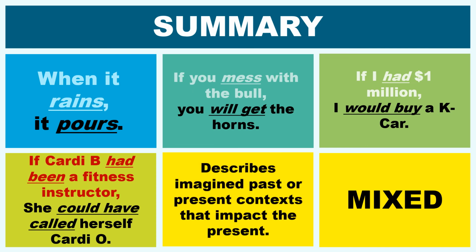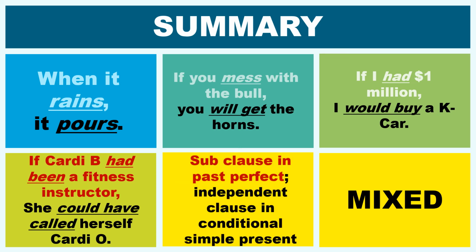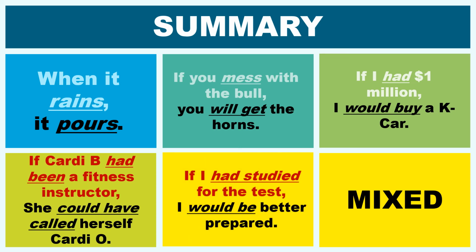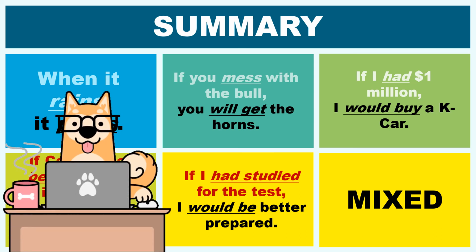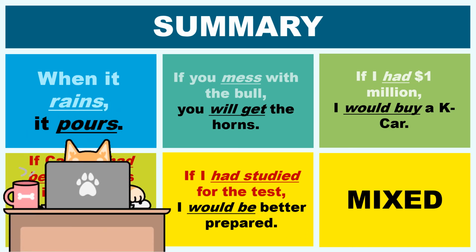Then we have our two mixed conditional tenses. One describes an imagined past or present context that impacts the present. The subordinate clause is in past perfect, and the independent clause is in conditional simple present. So if I had studied, so doing the studying before the test, I would be better prepared. Assuming that you're writing the test in that moment, you would use the simple present. Had studied for the test, I would be better prepared. All right, and we have our very studious dog, who of course always studies before his tests.